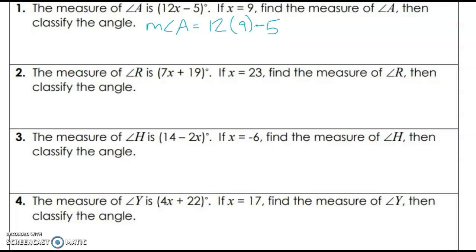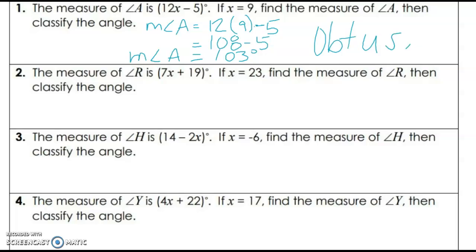We start by multiplying 12 times 9. That's going to give us 108 minus 5. So the measure of angle A would equal 103 degrees. Because this angle is greater than 90 degrees, we would classify it as obtuse.